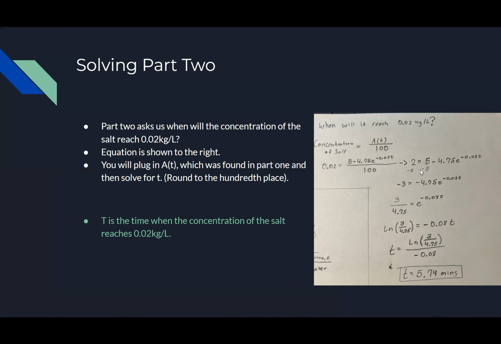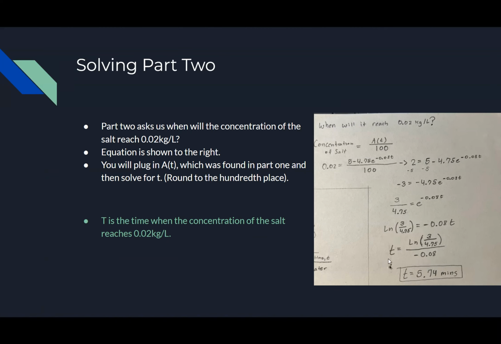So first of all, you'll subtract 5 from both sides. You'll get negative 3 equals negative 4.75 e to the negative 0.08 t. And then you divide by negative 4.75 to get this value. And then we have to get rid of the e, so we do the ln: ln of 3 over 4.75 equals negative 0.08 t. You just divide by negative 0.08, and you'll get this equation, which is t equals ln of 3 over 4.75, over negative 0.08.